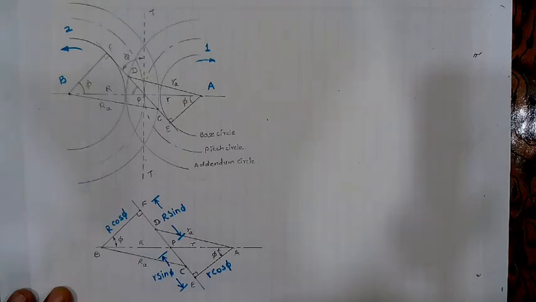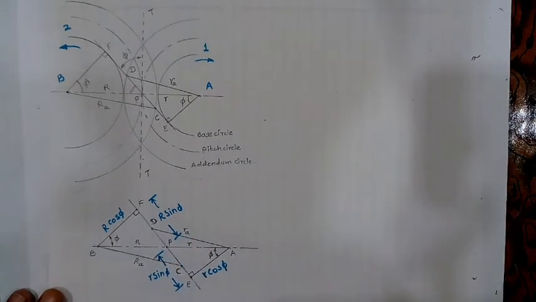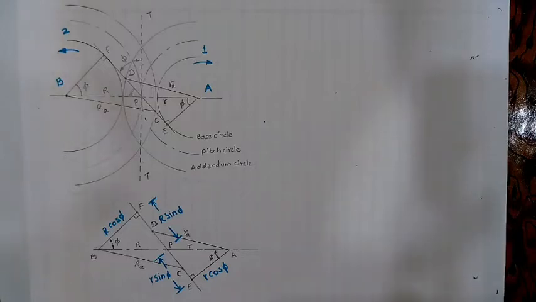So now we know that the distance BC is capital R suffix A, that is the addendum circle radius of the wheel. BP is the pitch circle radius of the wheel. Similarly, AP is small r, the pitch circle radius of the pinion, and AD is the addendum circle radius of pinion, which is small r suffix A. Now I want to find out the distance CD in terms of these known entities.